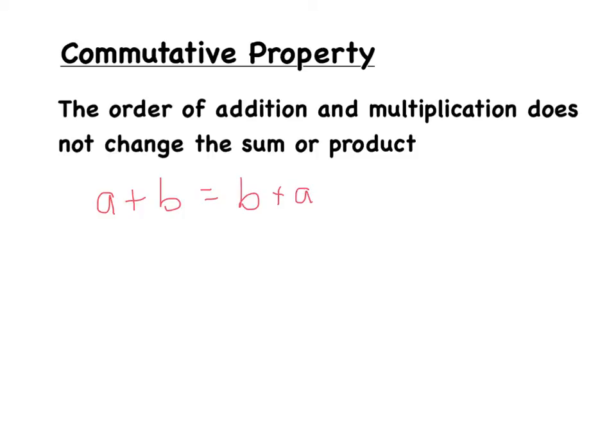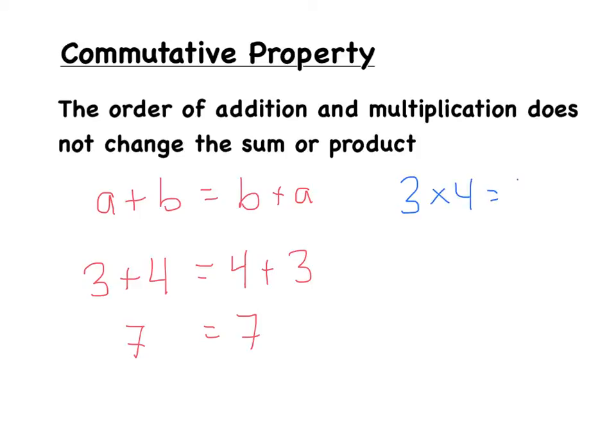So if A is 3 and B is 4, isn't 3 plus 4 the exact same as 4 plus 3? Both of them equal 7. The same thing goes with multiplication. If you have 3 times 4, isn't that the exact same as 4 times 3? 3 times 4 is 12. 4 times 3 is 12.